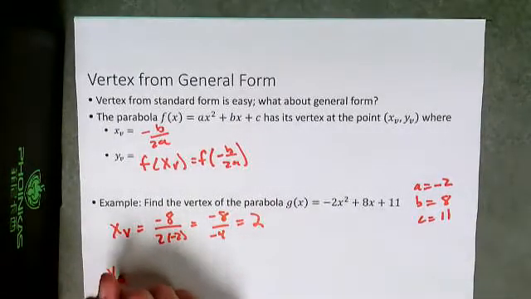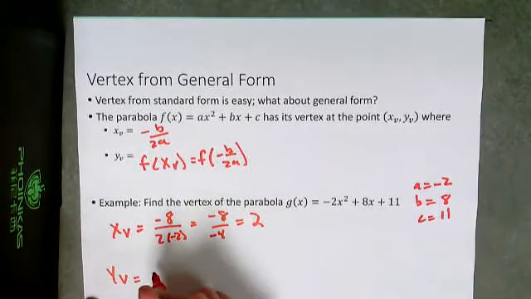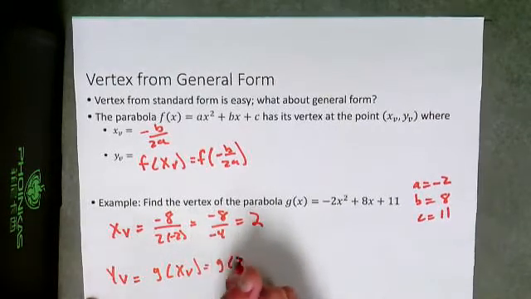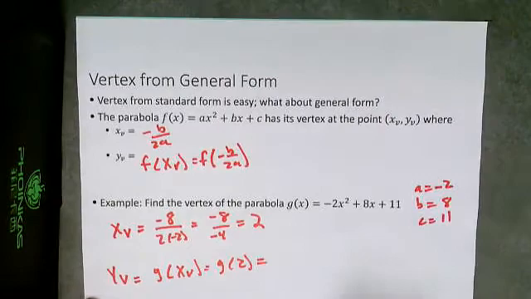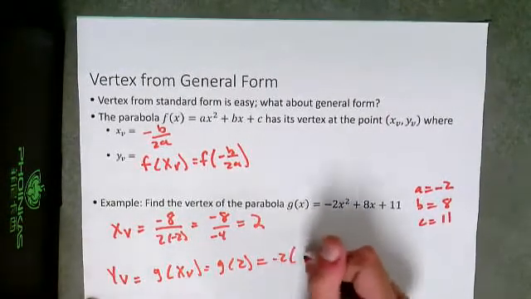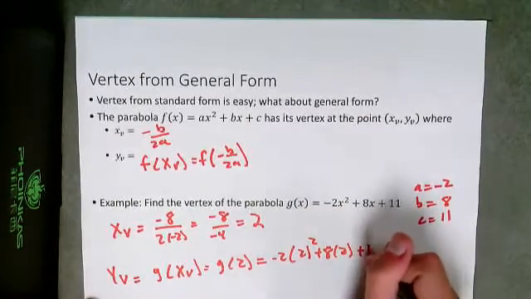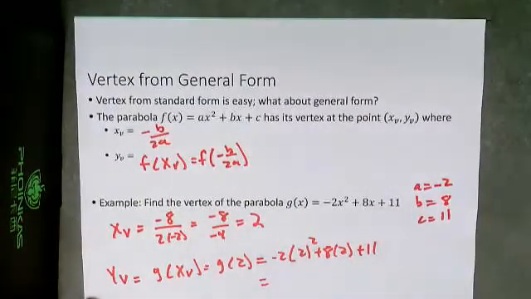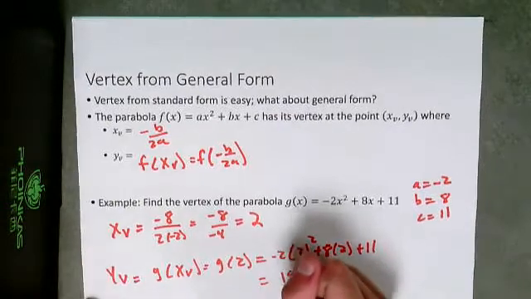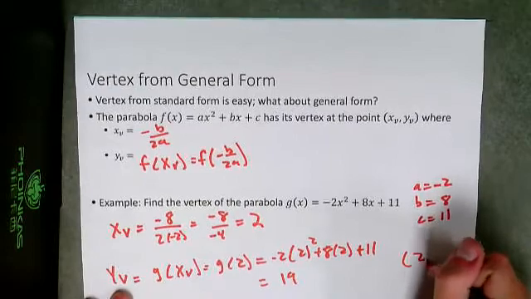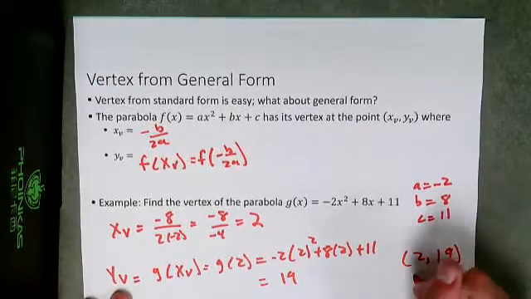Okay? Y sub v is going to be g of x sub v, which is g of 2, which is negative 2 times 2 squared plus 8 times 2 plus 11, boils down to 19. Okay. So the vertex is (2, 19).